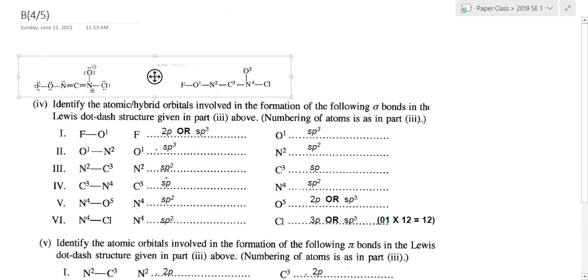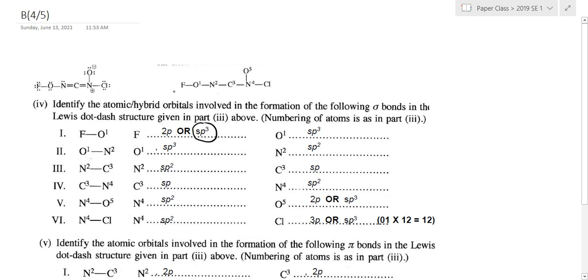Identify the atomic hybrid orbitals involved in the following sigma bonds in the Lewis dot dash structure. Look at how this bond is formed. I told you that both you can put, but the correct one is sp3. Very correct answer, because it is the second period.